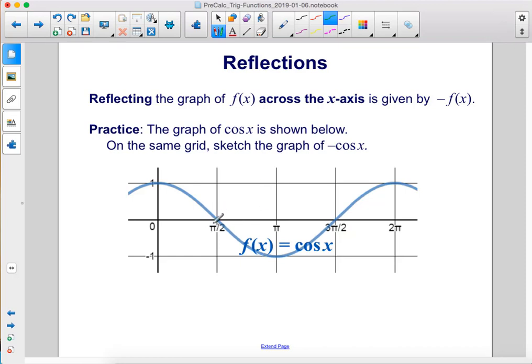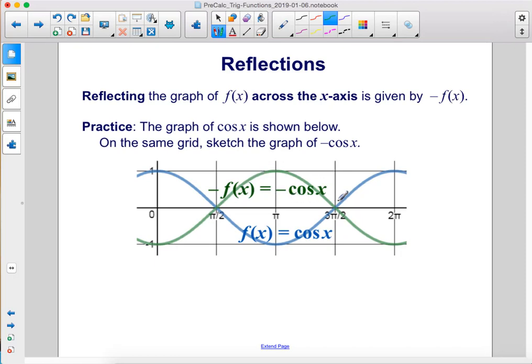That means the points on the x-axis are going to stay exactly where they are, and we're going to look at the minimums and maximums. We're at 1 here, so we're going to reflect that to negative 1. Here, we're at negative 1, so we're going to reflect that up to positive 1. Here, we're at positive 1, reflect that down to negative 1. So our new graph of negative cosine x is going to look like this. Here in green, we have negative cosine x.